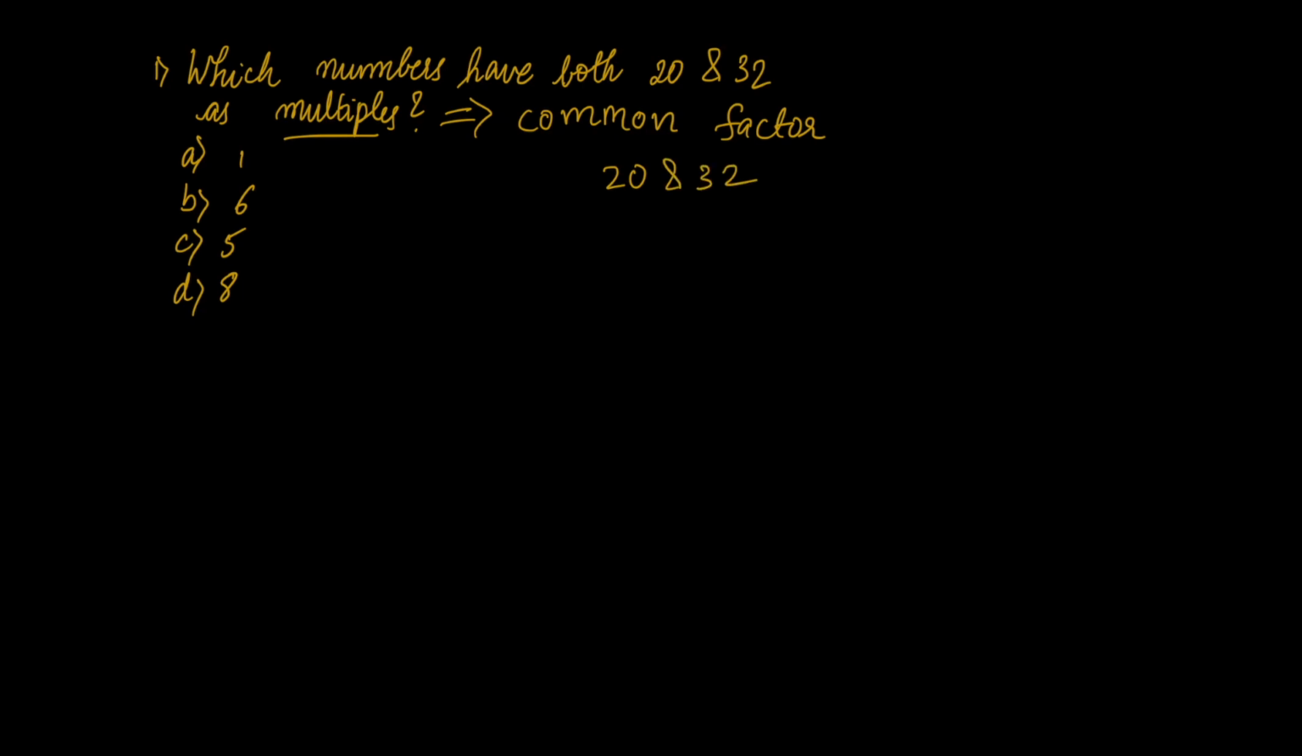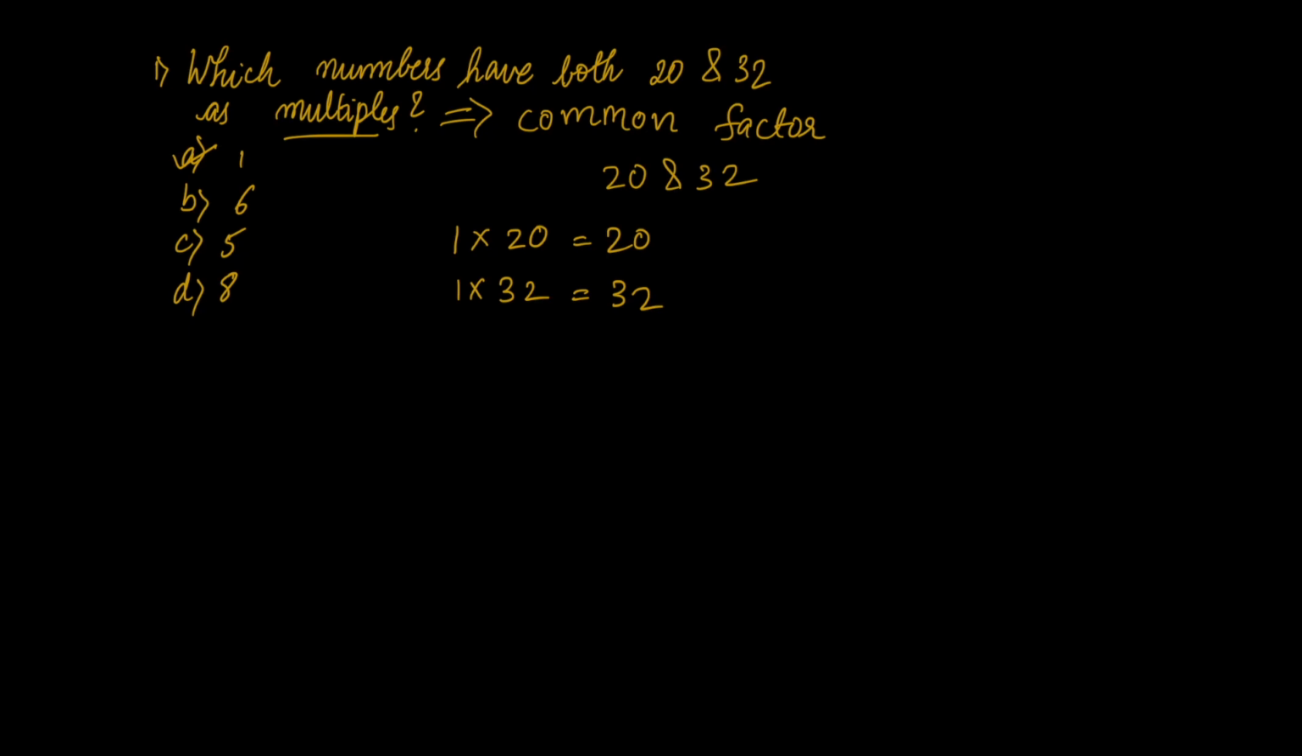So now let's look at each of these options. Is 1 a common factor of both 20 and 32? Meaning, is there any number that you can multiply by 1 to get 20, and is there some other number that you can multiply by 1 to get 32? Well, any number multiplied by 1 gives itself. So 20 multiplied by 1 gives you 20, and 32 multiplied by 1 gives you 32. So 1 is a common factor of 32 and 20.